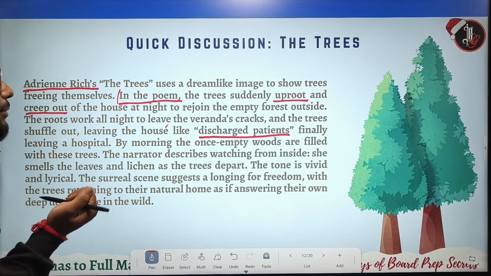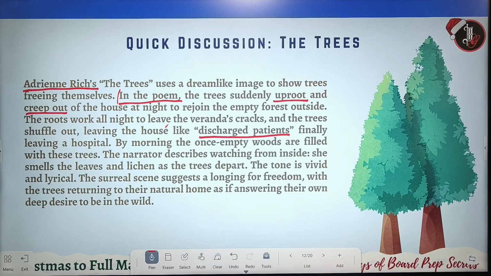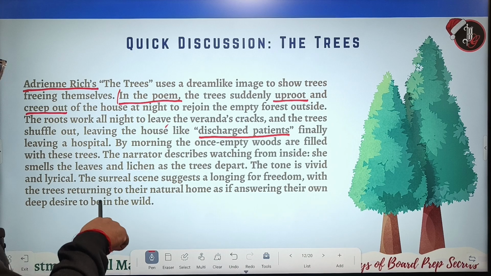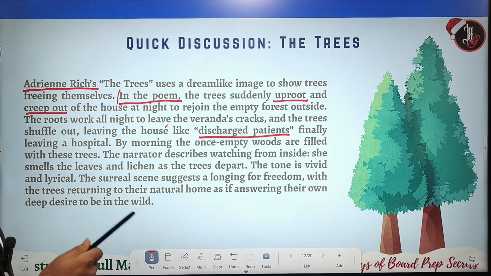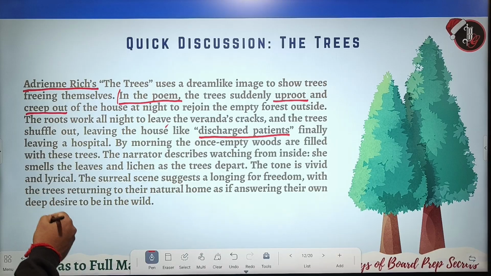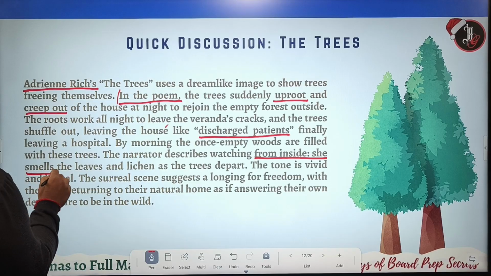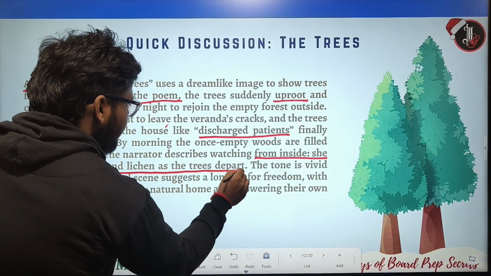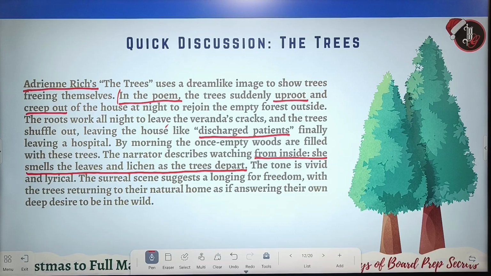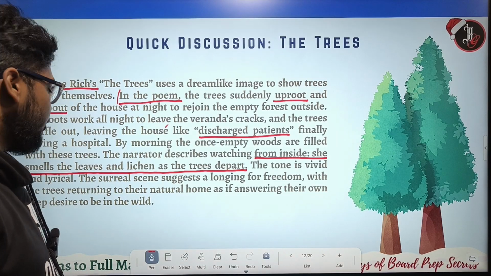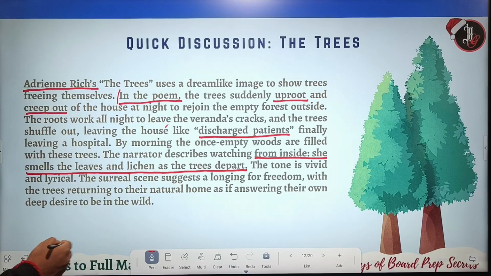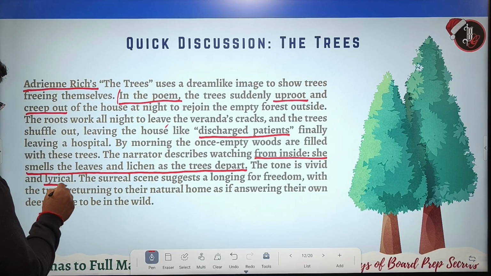By morning, the once empty woods are filled with these trees. The narrator describes watching from inside; she smells the leaves and lichen as the trees depart. So the narrator is describing the whole scenario like this, that from inside she smells the leaves and lichen as the trees depart. The tone is vivid and lyrical, so it is a lyrical poem. We all know what a lyrical poem is.